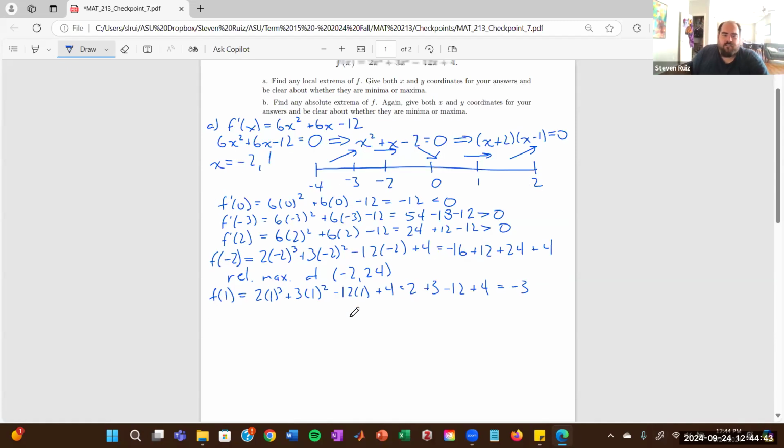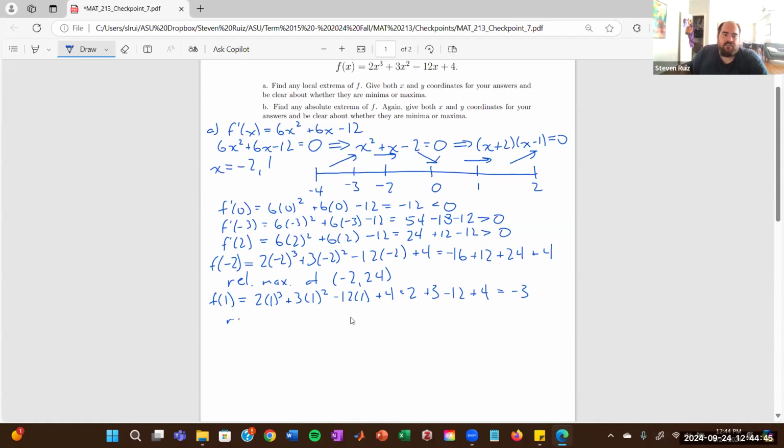So what does that say? That means I have a relative minimum at (1, -3). And because the derivative was equal to 0 at those 2 points and those 2 points only, I am done looking for relative extrema. So that's all for part A.